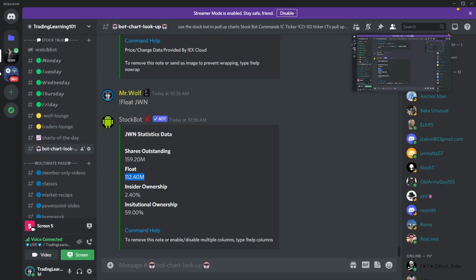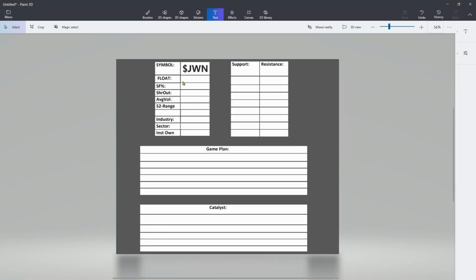So 112 million float. We'll go back into our chart here. And like I said, you guys, this is just for newer people and new traders to give you an idea and guide you in how you should go about putting together trading plans. That's all that this is for. Me today, I've been doing this for a while. I don't need to do this anymore. But by practice and repetition, you'll remember all this stuff and you yourself won't even need this. So we got the float at 112 million.